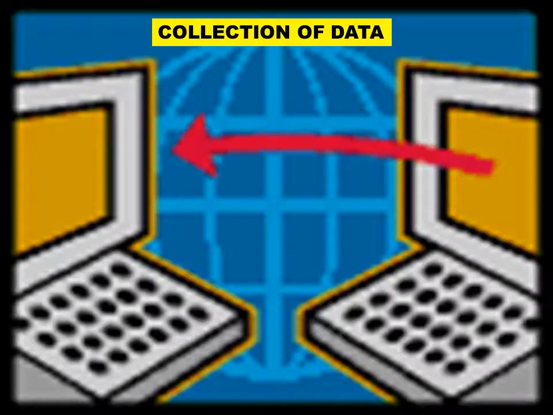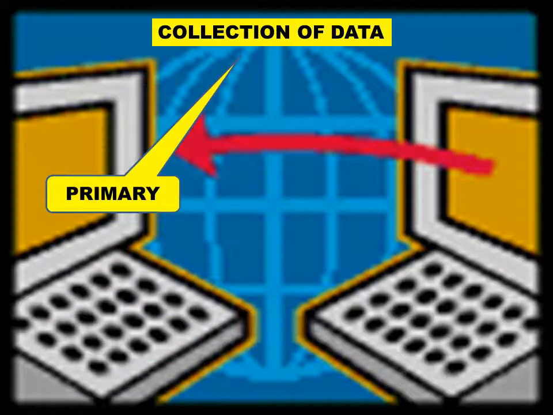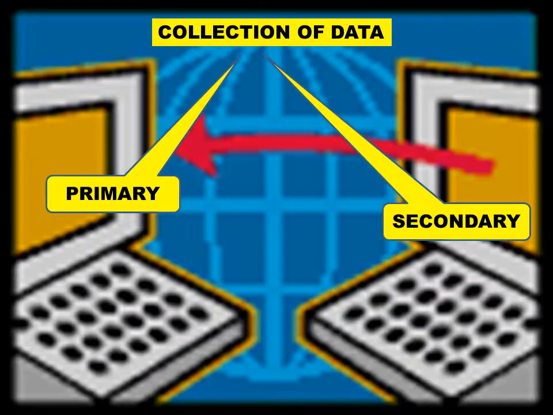Next is collection of data. Now you have to collect the data. First step in your statistics. How you're going to do that? You have to do that in either of the ways, either primary data or secondary data. Primary means you are directly yourself collecting the data, and secondary means you are indirectly getting the data.